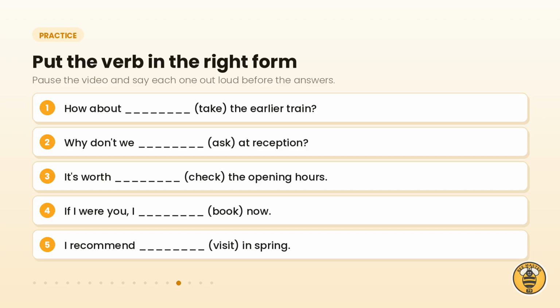Practice time. Put the verb in the right form. Pause the video and say each one out loud before you see the answers. Number 1. How about blank take the earlier train? Number 2. Why don't we blank ask at reception? Number 3. It's worth blank check the opening hours. Number 4. If I were you, I blank book now. Number 5. I recommend blank visit in spring.